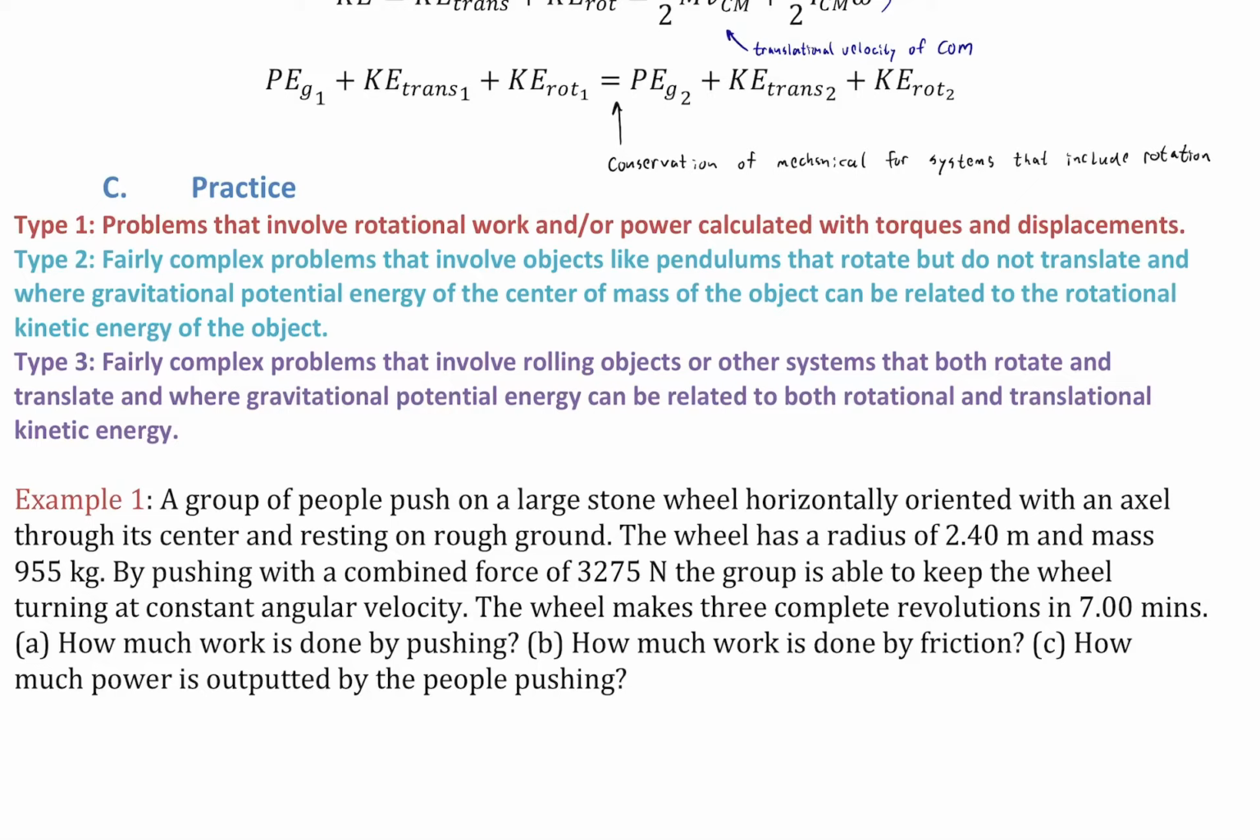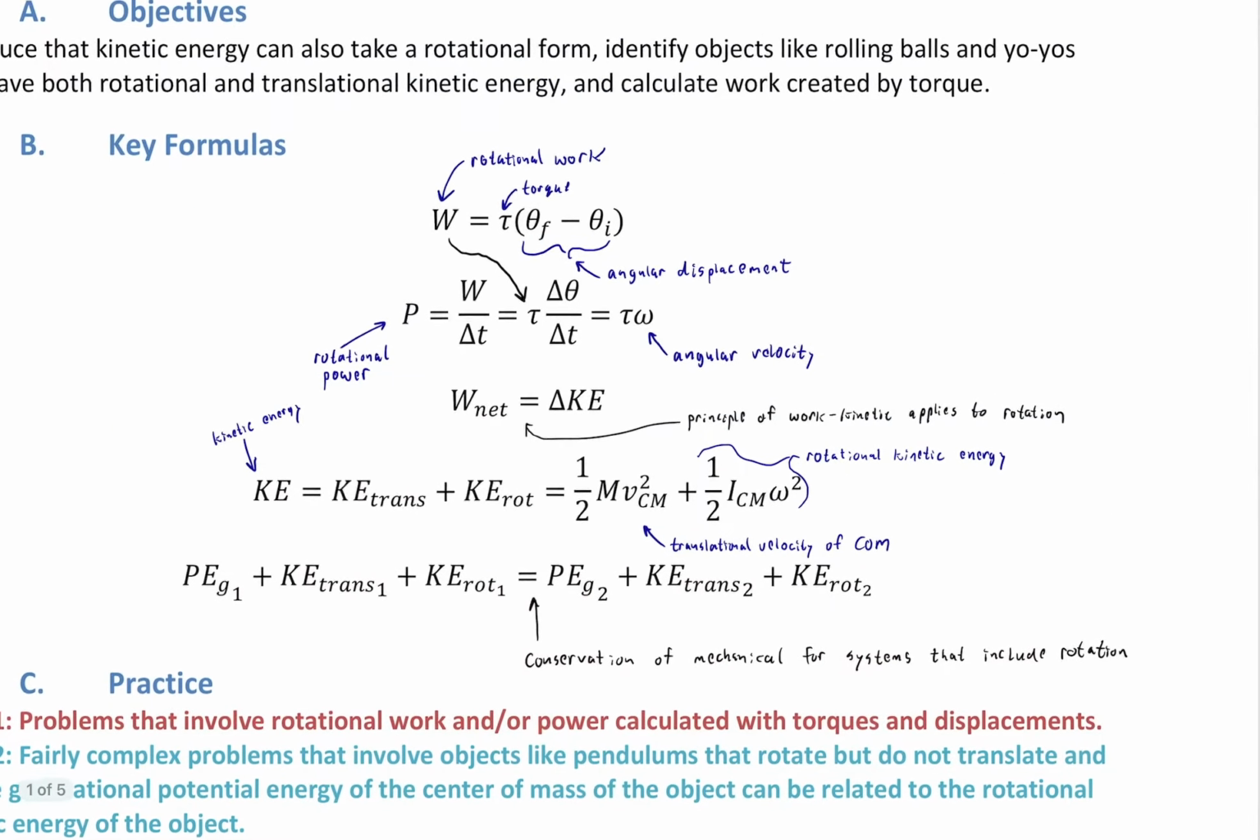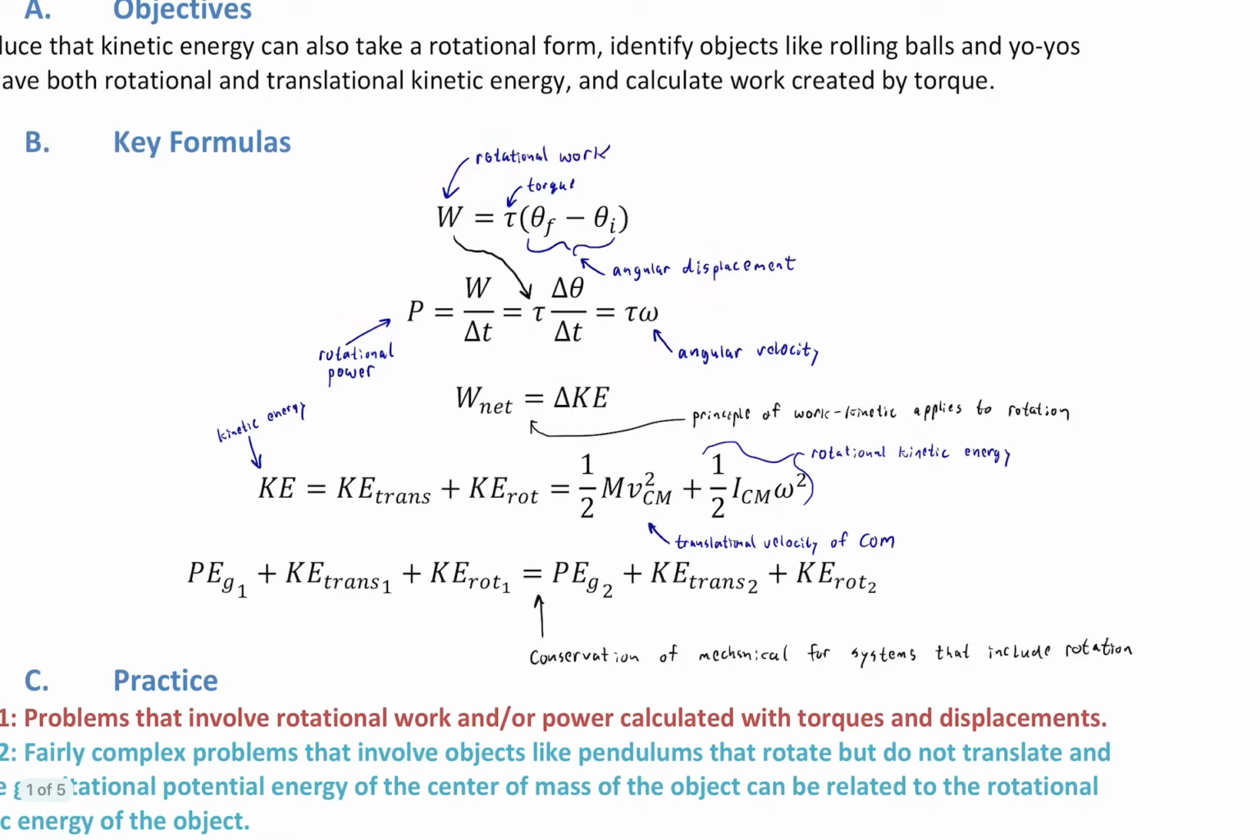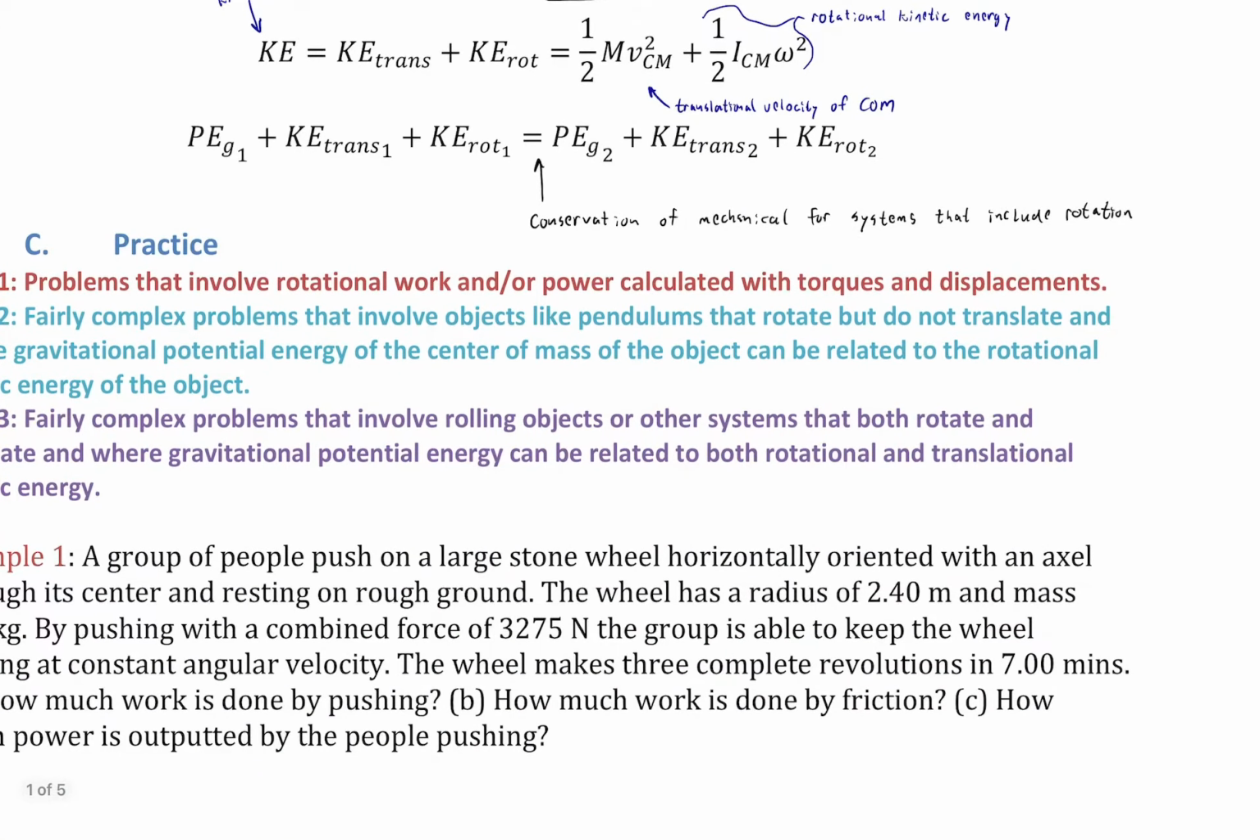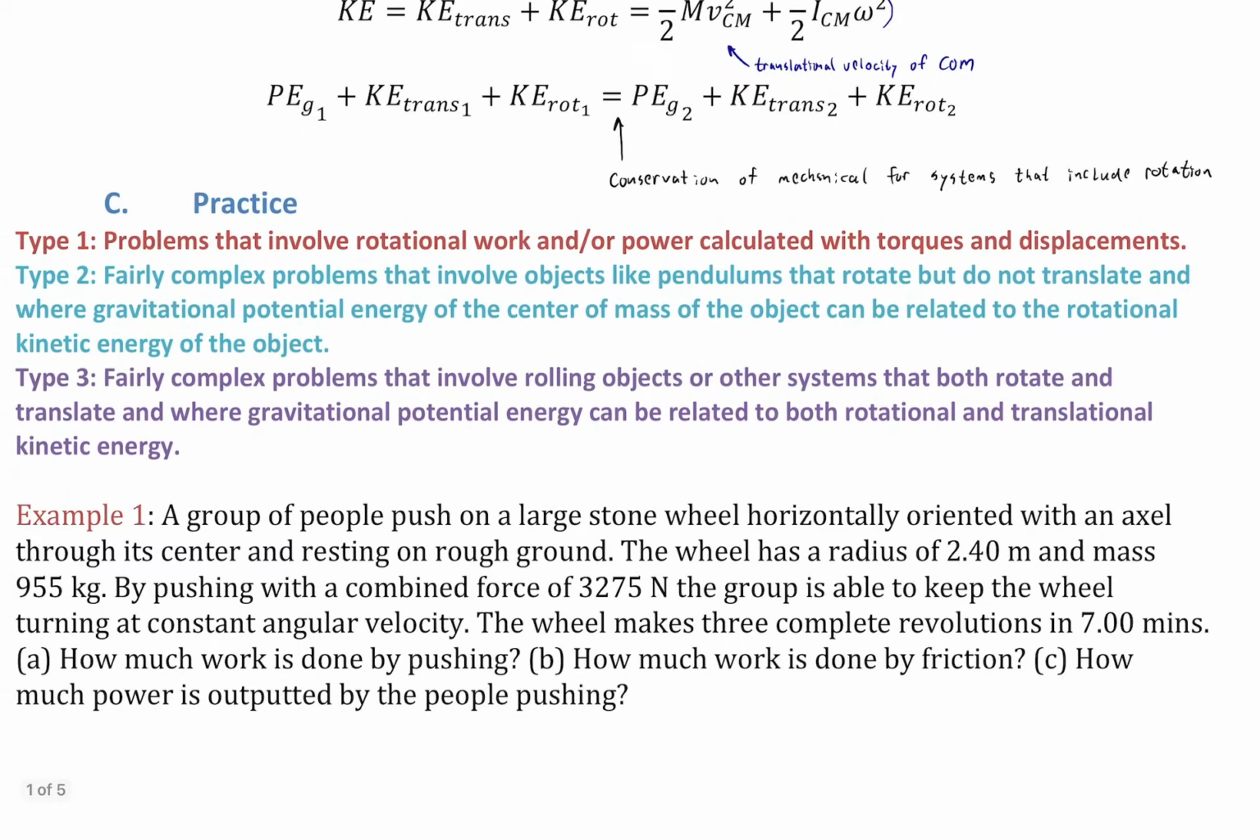So what are the 3 types of problems that we're going to highlight here? Type 1: problems that involve rotational work and/or power calculated with torques and displacements. These are kind of the odd ones out. They're just going to use these 2 equations. They're not energy conservation, but I just want to show how torque and energy are connected.